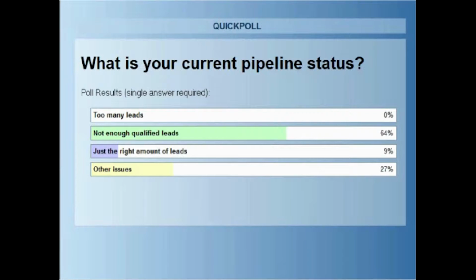Jim, any thoughts here on these results? Yeah, I'm not surprised to see this. Obviously, if you're interested in webinars as an option, then it probably means you're looking to either put some more leads into your pipeline, or perhaps you're coming at it from a different angle. So I can't say I'm surprised at all, but I hope we can help everybody out with what they're looking for today.